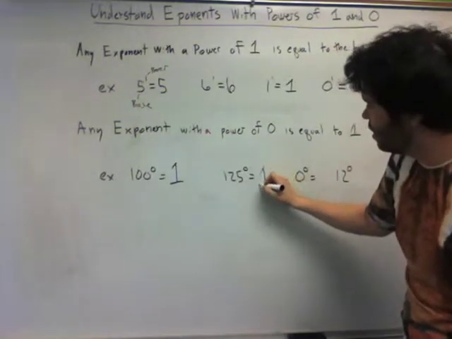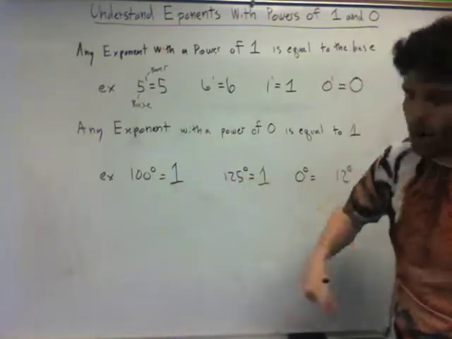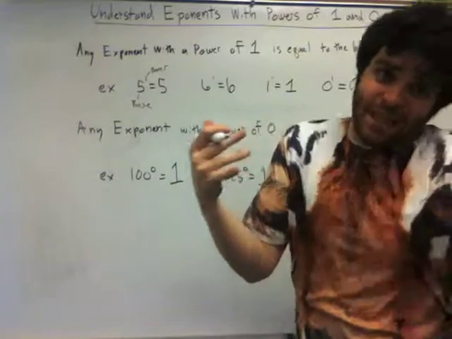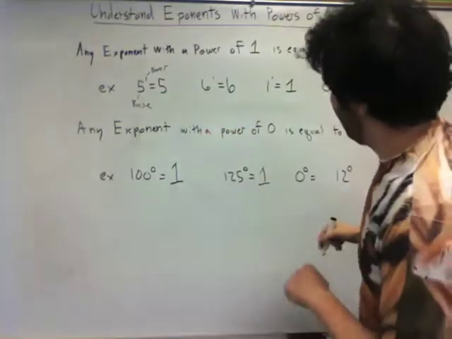Any exponent: 100 to the 0, 125 to the 0, 1,000 to the 0, a million to the 0, 0.067 to the 0, all equal to 1. All right, let's check it out.